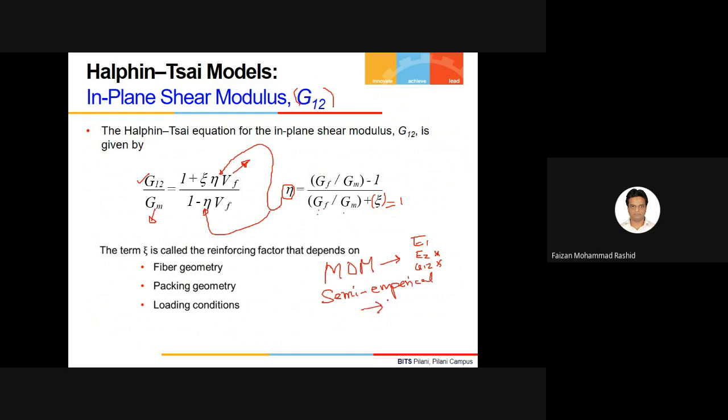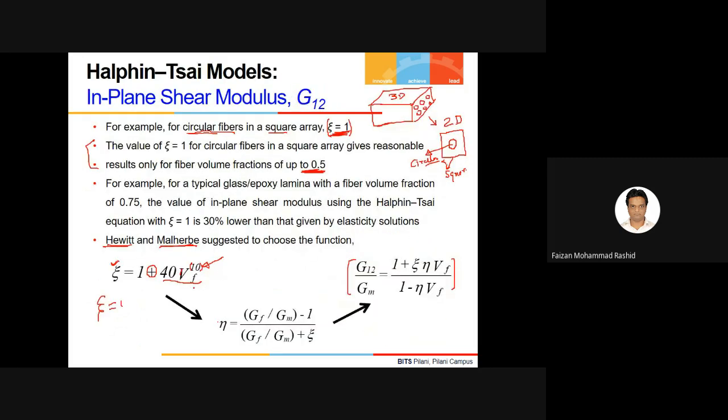There I told that for E1, they kept intact the process of calculation. For E2, they have done some modification, and for G12 also they have done some modification and found some improvement. But still, you can say there is a gap here, because I just put the approach from one person like Halpin-Tsai, and I found that there is a gap.